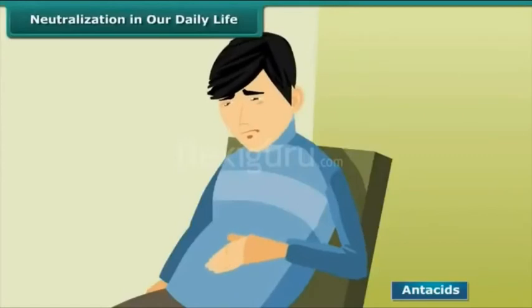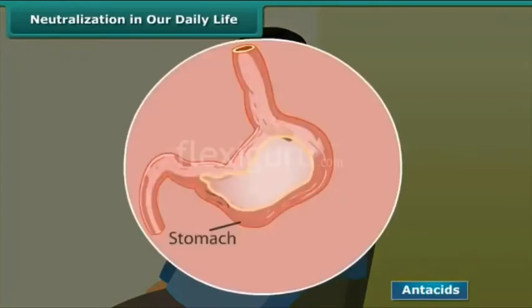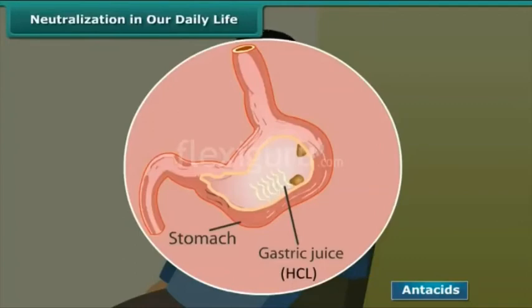Sometimes we feel inflammation in our stomach. Why is it so? Our stomach secretes hydrochloric acid, HCl, a very strong acid which helps us to digest food. But too much secretion of acid in the stomach causes inflammation. To relieve the sensation of inflammation, an antacid is taken. Antacid contains base that neutralizes the excess acid in the stomach.